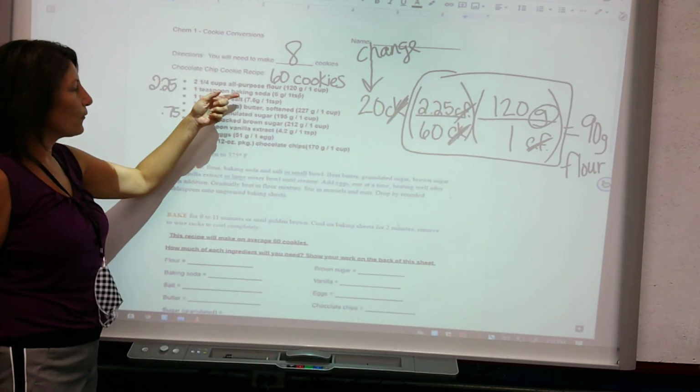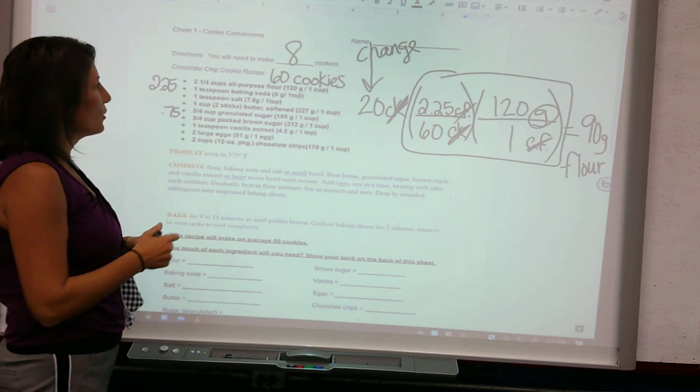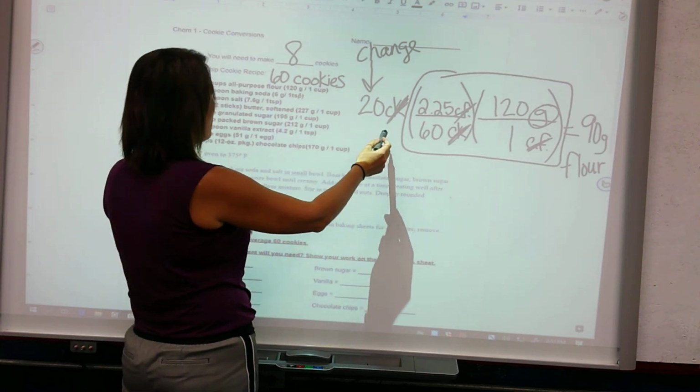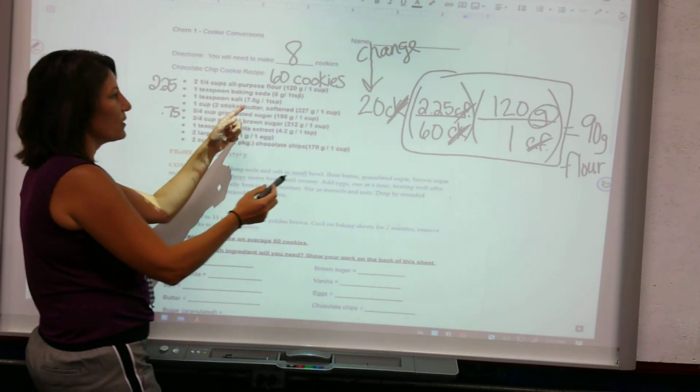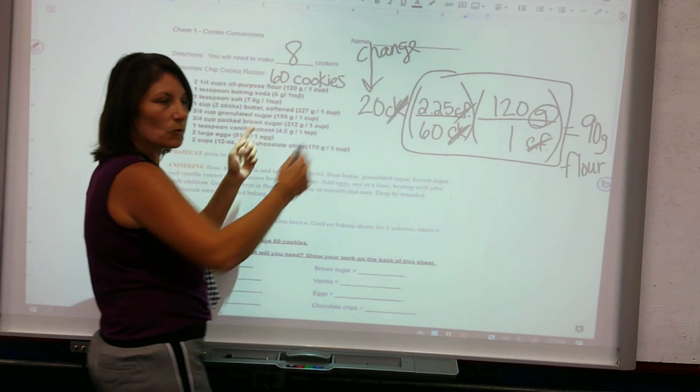Now you will do that for each ingredient in the recipe. So if I have 8 cookies and I want to know how much baking soda, I know for 60 cookies I need 1 teaspoon, then you would have to go from teaspoons to grams.